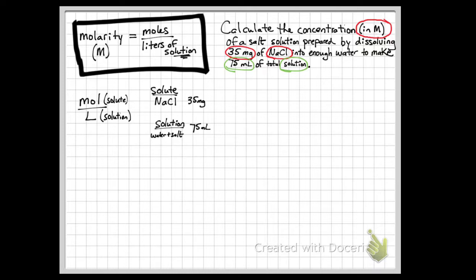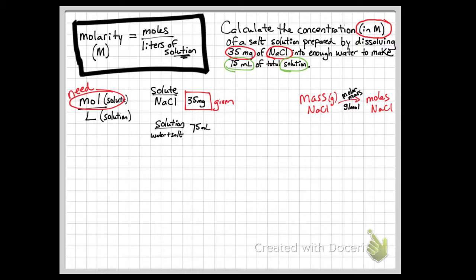I'm already starting to think about the fact that I have been given a mass amount, 35 milligrams of the solute, but in my concentration, I need moles. So in order to do this problem, I'm going to have to somehow figure out how many moles are in that 35 milligrams of salt. Well, we know that we can convert from a mass of a substance to moles of a substance, like sodium chloride, using the molar mass, right? Because that is in units of grams per mole. So I can convert from a mass of sodium chloride in grams to moles of sodium chloride using molar mass.